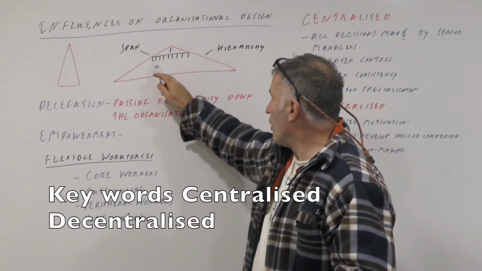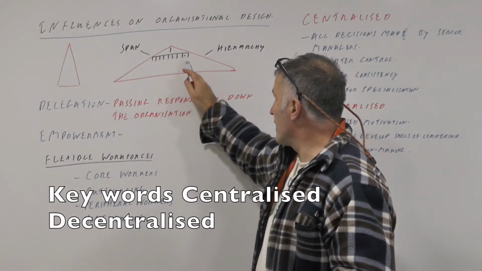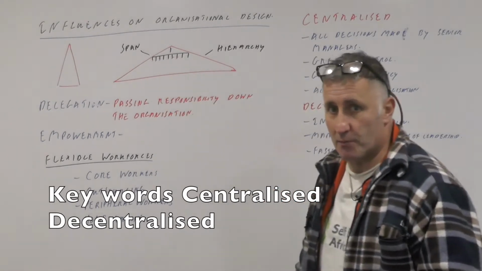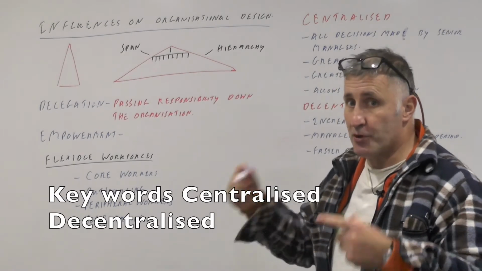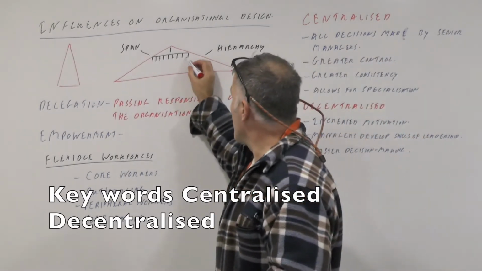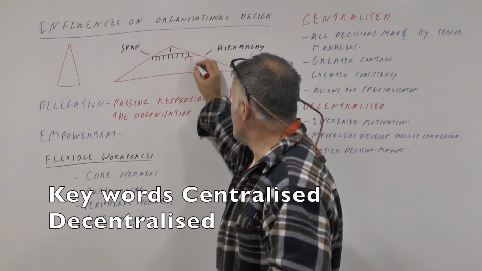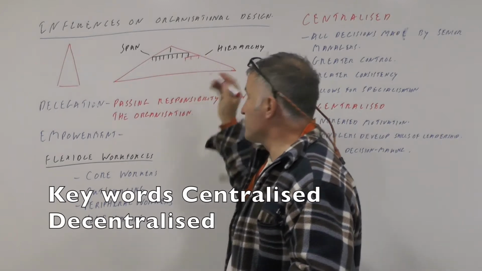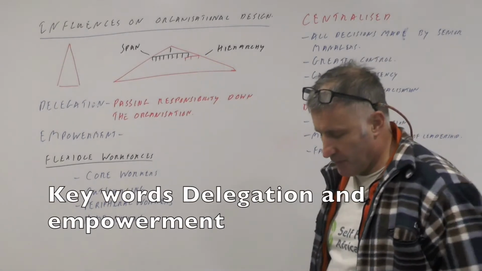So here we've got 1, 2, 3, 4, 5, 6, 7, 8, 9. 9 people report to the person above. So therefore, that person's span of control is 9, and this person's span of control here is 1, 2, 3. So that person there has a span of control of 3.